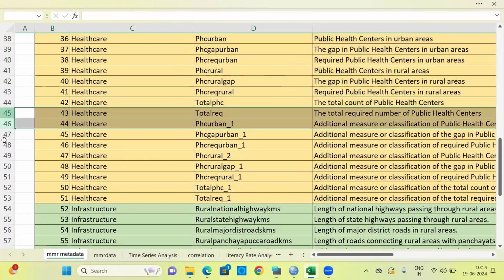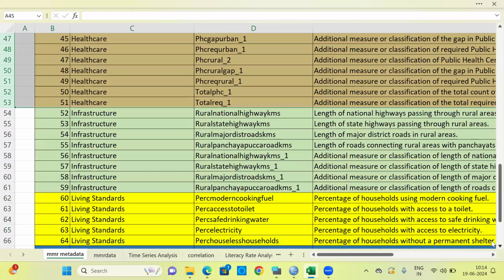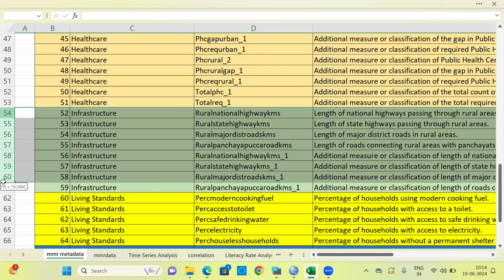Let's move on to the next set of variables, which are all related to healthcare. We have information about the total required number of PHCs, or public health centers. The next set of variables are all related to infrastructure. Here, I've got different variables. Primarily, I've got information on the length of national highways passing through the rural areas, the length of state highways passing through rural areas, and the length of major district roads in rural areas.